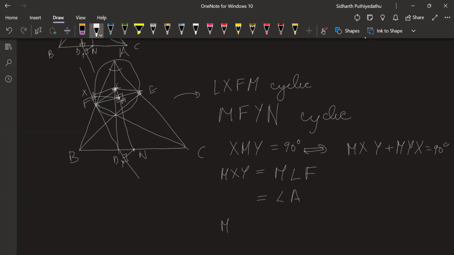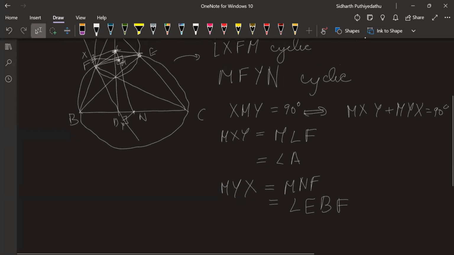And similarly, MYX is equal to MNF. Same diff, you have half of the angle subtended at the center, which is basically the angle subtended at the circle, because of the cyclicity, so it is equal to angle EBF, right? But what is EBF? It's just 90 minus A, right?